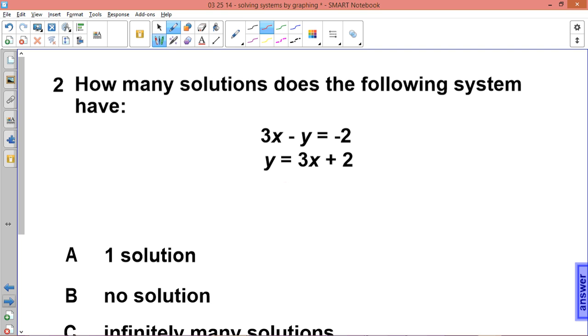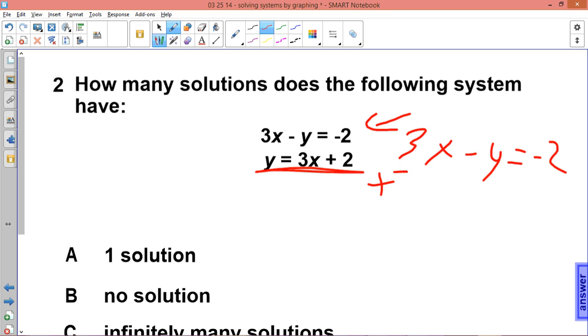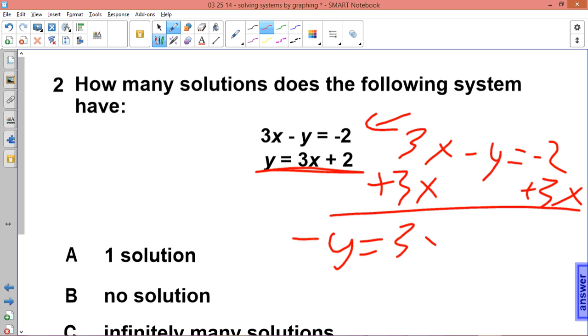Next one, how many solutions does the following system have? Well, this one's in y equals mx plus b form, but the top one is not, so I need to rearrange it. 3x minus y equals negative 2. I'm going to add 3x to both sides, and I have negative y equals 3x minus 2. And then I'm going to multiply everything by negative 1.